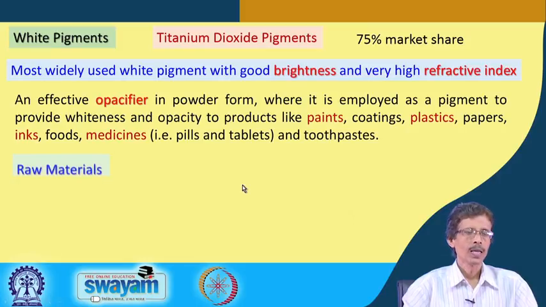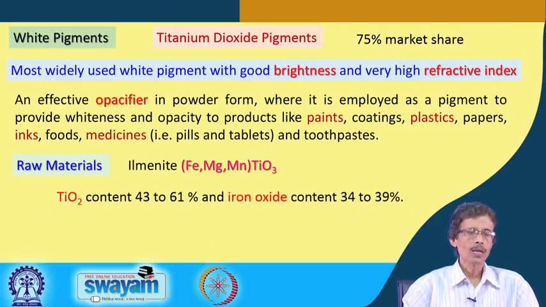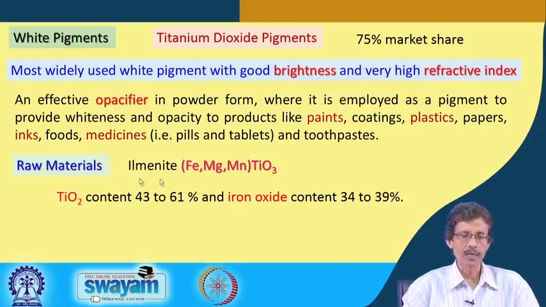What raw material we can use for getting this titanium dioxide based inorganic pigment is ilmenite. Ilmenite is mostly your iron titanate, but along with that you can have magnesium and manganese, where your titanium dioxide content is 43 to 61% and iron oxide content is the rest, that means 34 to 39%. If you add up these two, we are not getting a total of 100%. The remaining percentage is from the other metal ions, like magnesium or manganese.